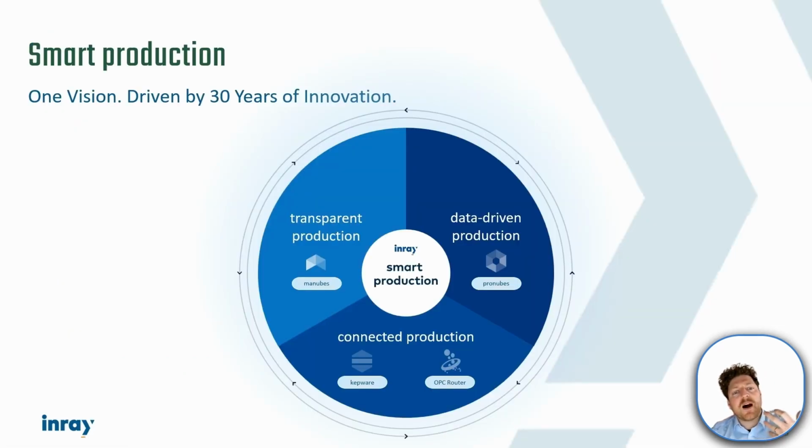Our vision of smart production starts with Manubs, transparent production. Manubs is a production-focused real-time visualization cloud platform. Our vision continues with data-driven production with Pronubs, an enterprise solution to scale and standardize communication across different plants. And of course, on the OT side, it is connected with the Kepware server and the OPC Router, which allow seamless connectivity, industrial standardization, and data aggregation.